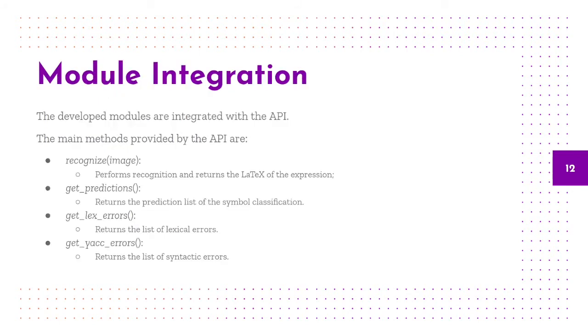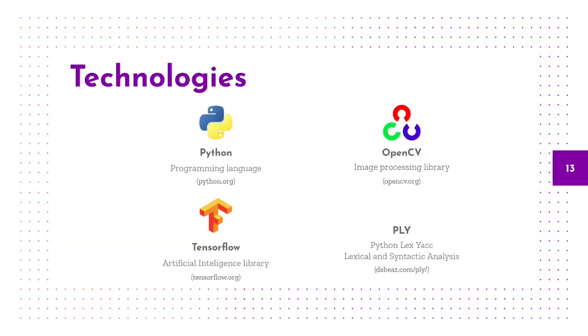And finally, we have the module integration step. Here, it is the development step where we integrated the developed modules to create the API. The main methods provided by the API are the following: recognize, get predictions, get syntax errors, and get lexical errors. The technologies we use to develop the API are the following: Python, OpenCV, TensorFlow, and PLY, which was used to perform the lexical and syntactic analysis.